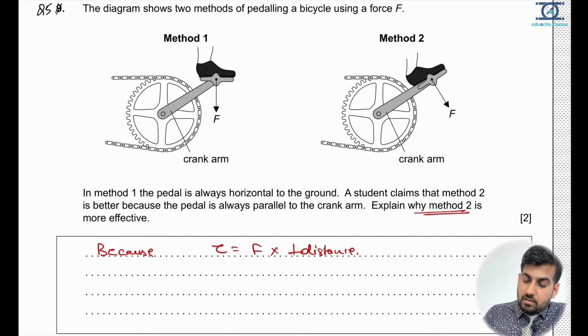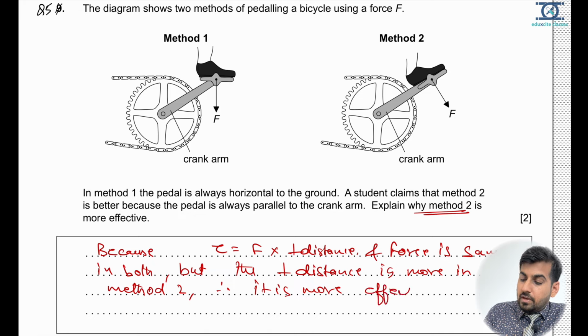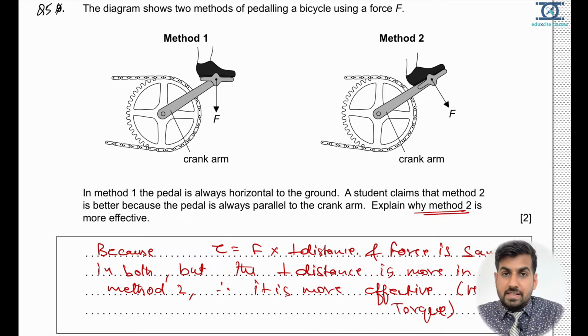So you can say torque is equal to force times perpendicular distance, and force is the same in both situations, but the perpendicular distance is more in method 2, therefore it is more effective. That's it, or having greater, higher torque. So the more the torque, the more easily the paddle will rotate and the more efficient the method will be.